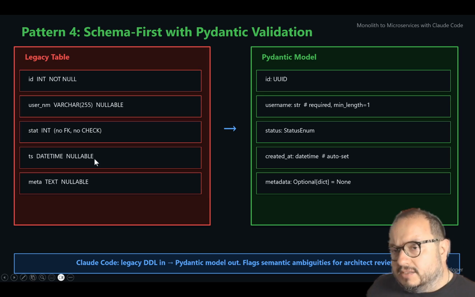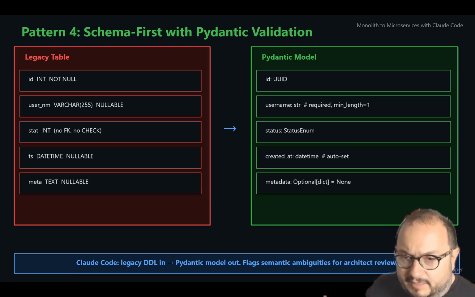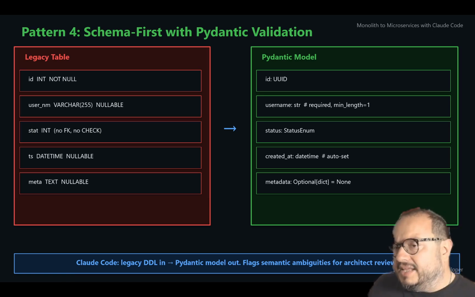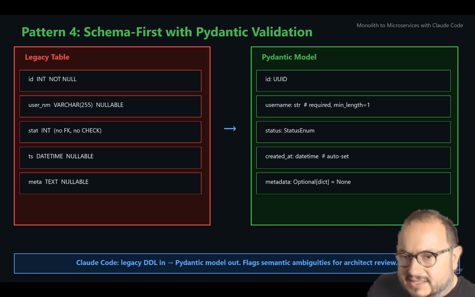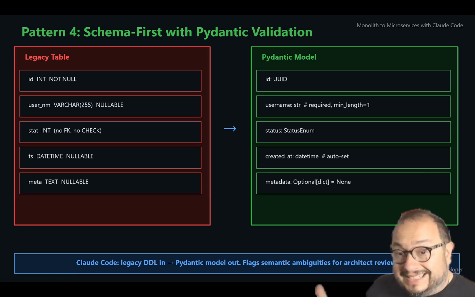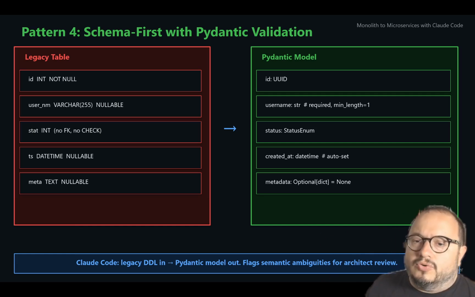Pattern 4 is where Claude Code has the highest leverage in the real migration. The legacy schemas are archaeological artifacts. Column names that made sense in 2015, nullable strings where business logic knows it must be populated, integer IDs where the domain uses UUIDs, varchar 255 where you mean an email address. This schema encodes technical debt from every developer who was in a rush.